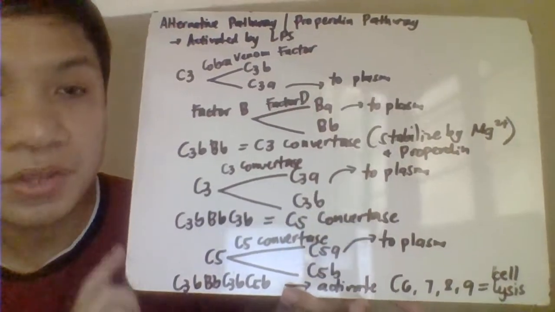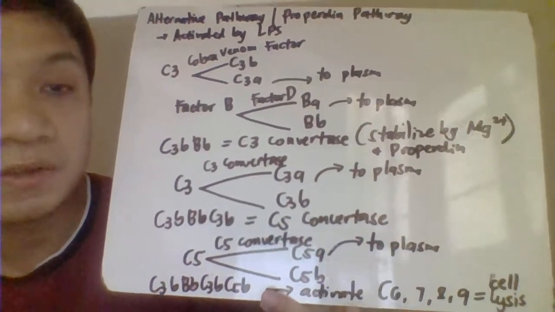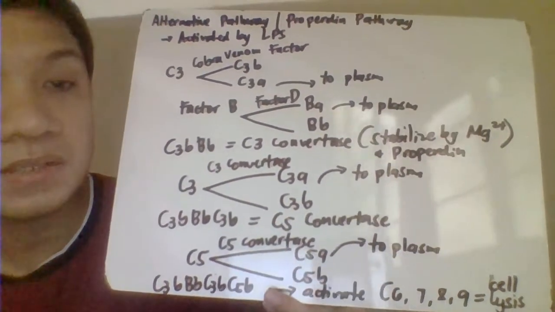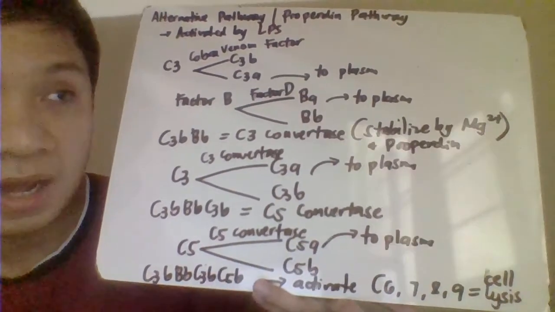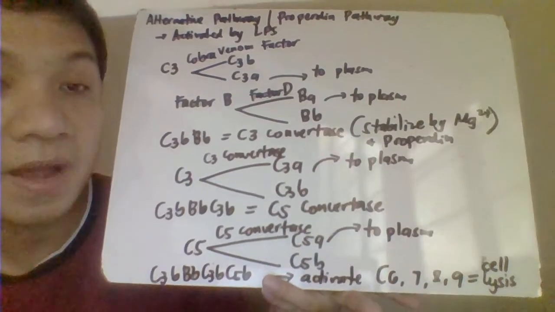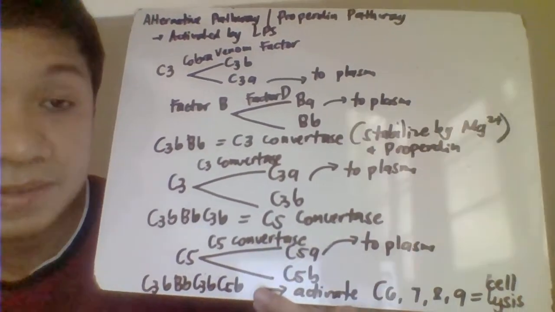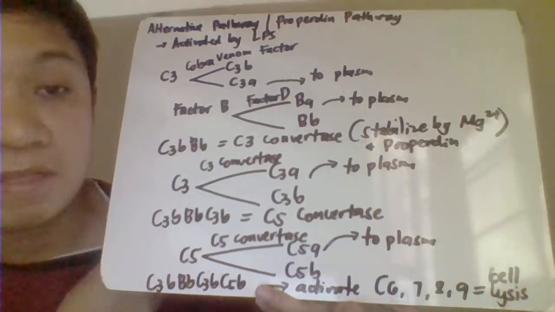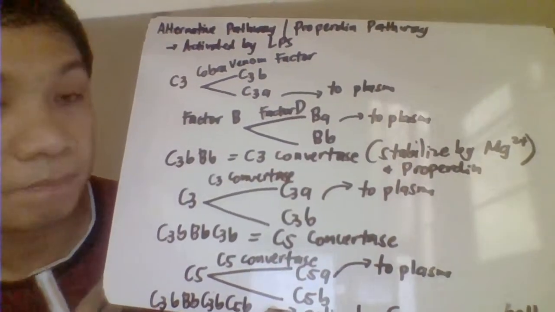Okay, next we go to your alternative pathway. Again, the other name for the alternative pathway is the properdin pathway. This one is not activated by your antigen-antibody complex. This is your antibody-independent complement system. Basically, it is activated by your gram-negative cell wall lipopolysaccharides. So if your pathogen, for example, is made up of LPS, like in the case of gram-negative bacteria, it can activate your alternative pathway.